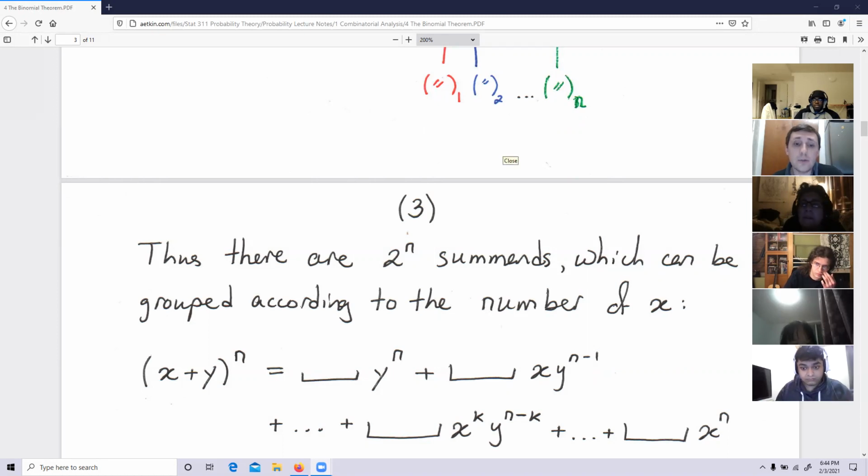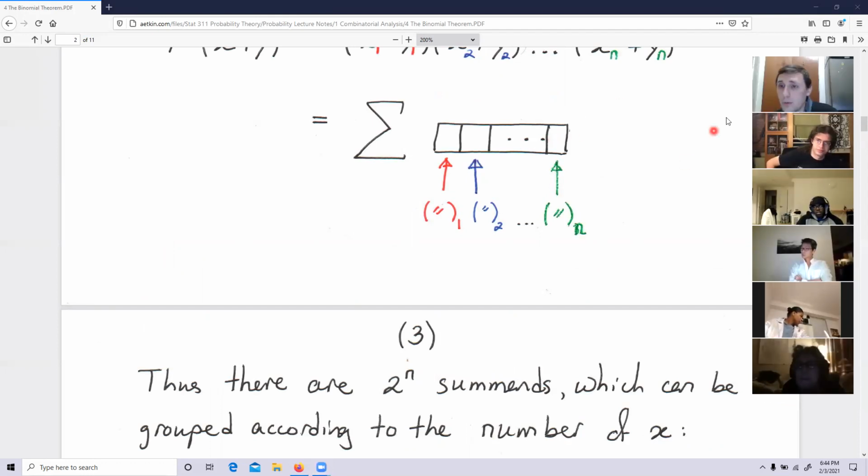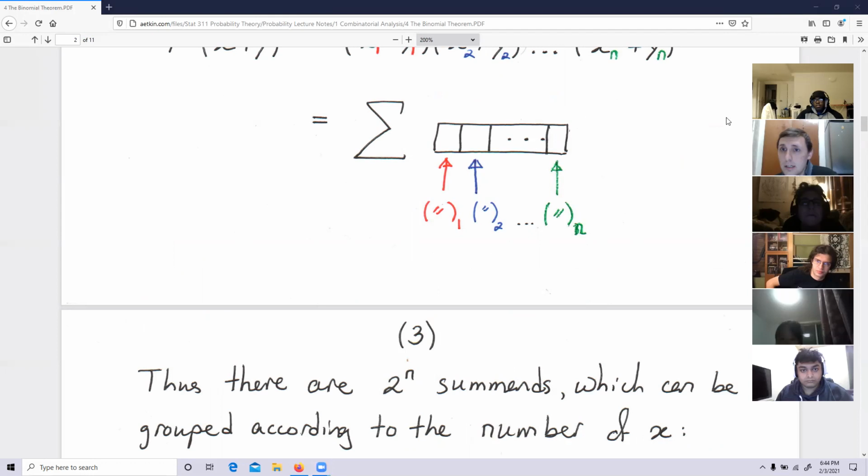Jennifer, n choose 0, you're saying that's for maybe the first, but for the second element, it's not n choose 0. So what happens here? Here, the x could have come from the first parenthesis, or from the second parenthesis, or from the third parenthesis, or from the nth parenthesis, and the rest would have been y's. Yes?